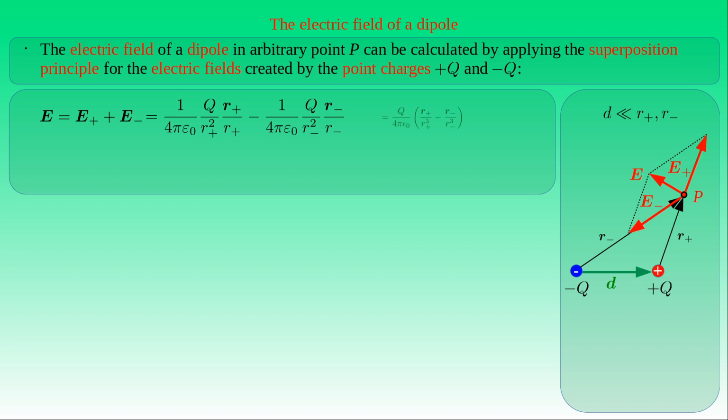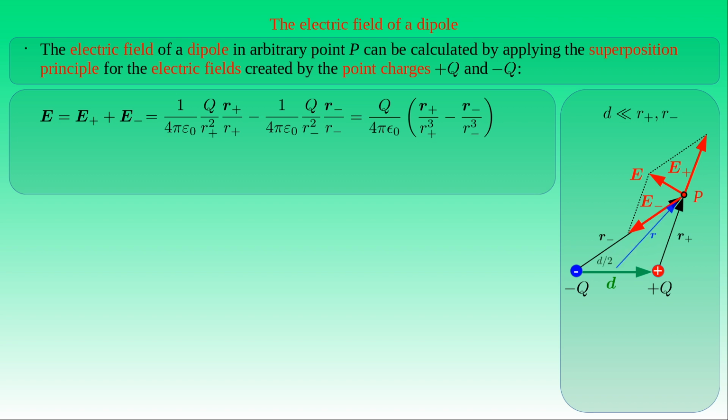Then we have q over 4 pi times epsilon naught, times the vector r sub plus divided by r sub plus cubed, minus the vector r sub minus divided by r sub minus cubed. Our aim is to express the distances in this formula in terms of the distance r of the point P from the center of the dipole.